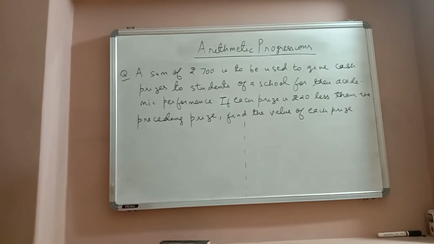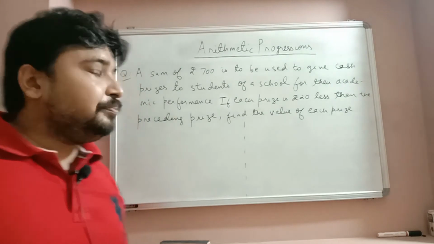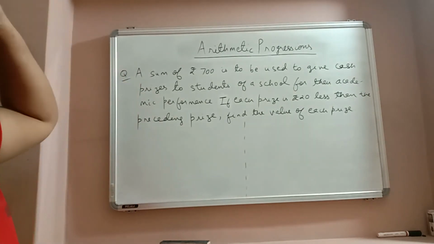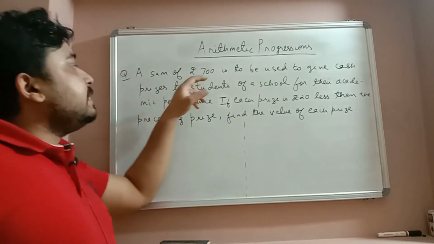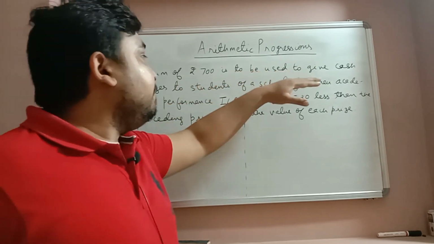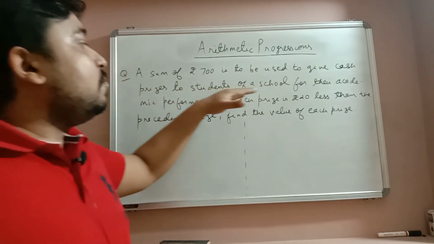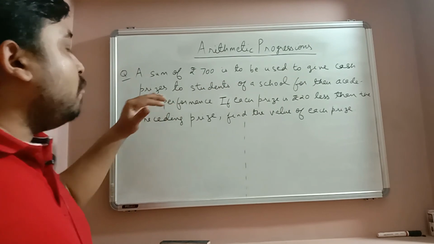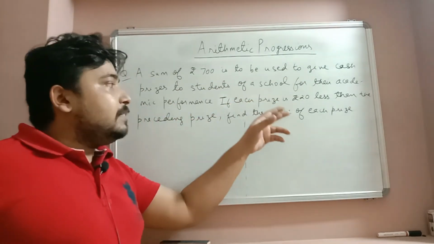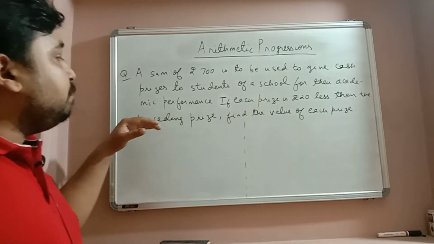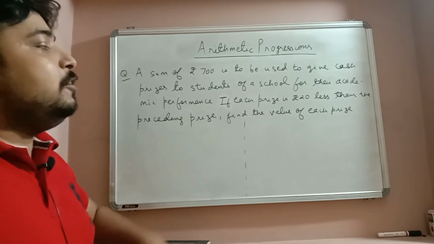Alright students, now let's take up this question. The question says a sum of rupees 700 is to be used to give cash prizes to students of a school for their academic performance. If each prize is 20 rupees less than the preceding prize, find the value of each prize.